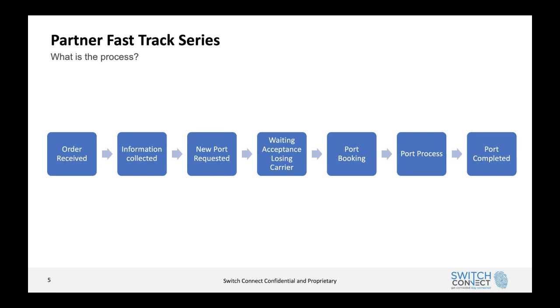But the general process for porting in numbers is we've broken it down to 7 steps, just to understand. A lot of these steps have sub-processes to them, but the first few steps are quite simple. It's basically order received. So your customer says, we want to order a new service and there's porting required. Information being collected: you need to go through and collect the porting form.